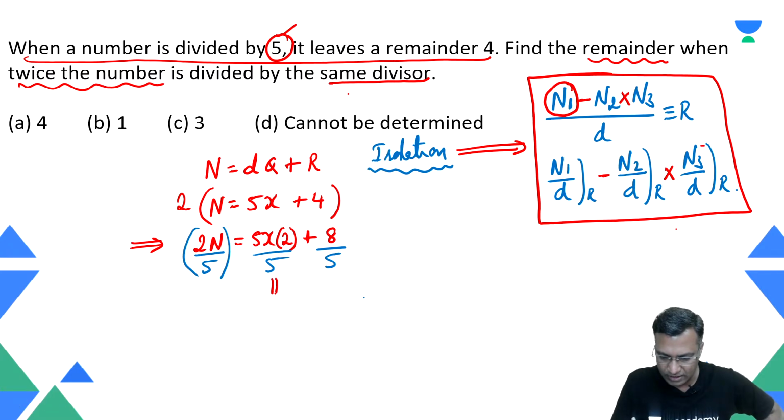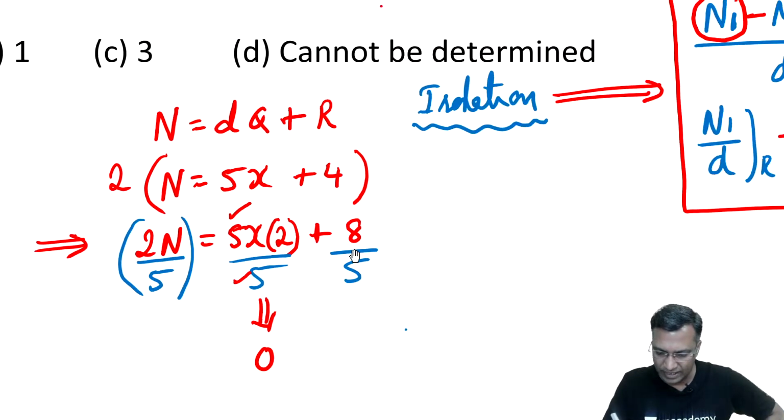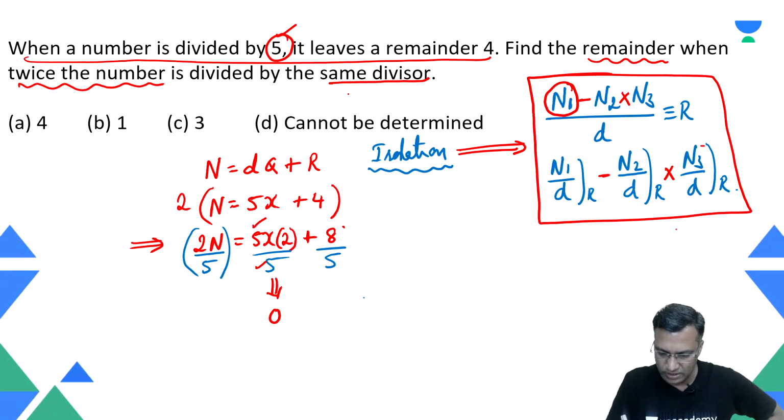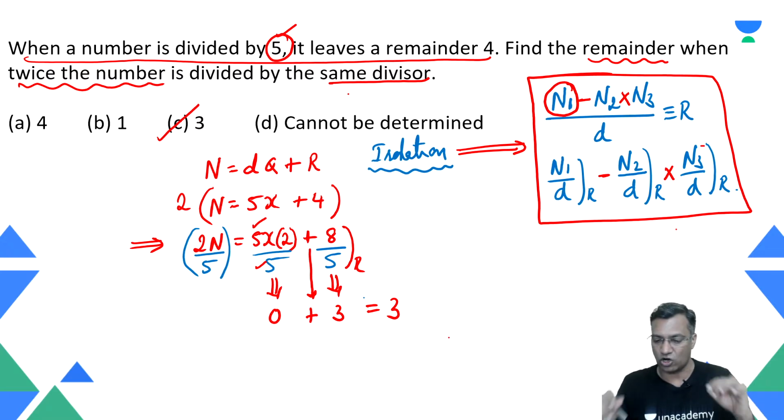I will say that this remainder is 0. You may wonder why this remainder is 0. There is a 5 here, there is a 5 here, this remainder is 0. Now go to the next one. 8 divided by 5, what is the remainder? The remainder is nothing but 3. What is the sign between them? The sign between them is plus. Therefore, what is the overall answer here? 3. Therefore, 3 would be the answer for this particular question. It is not about cannot be determined. 3 would be the answer.